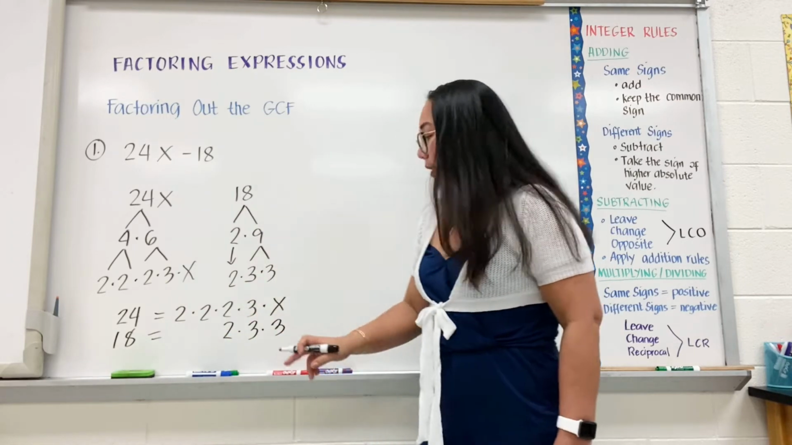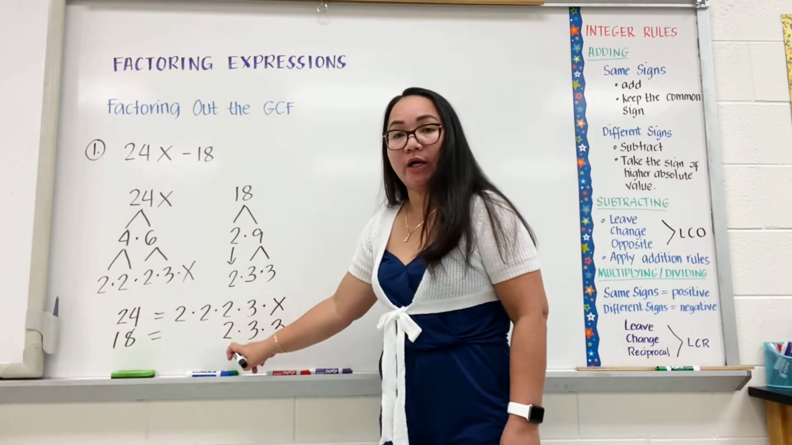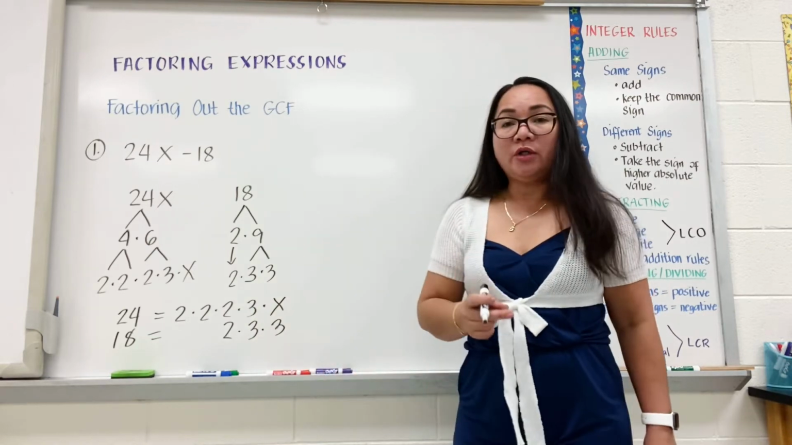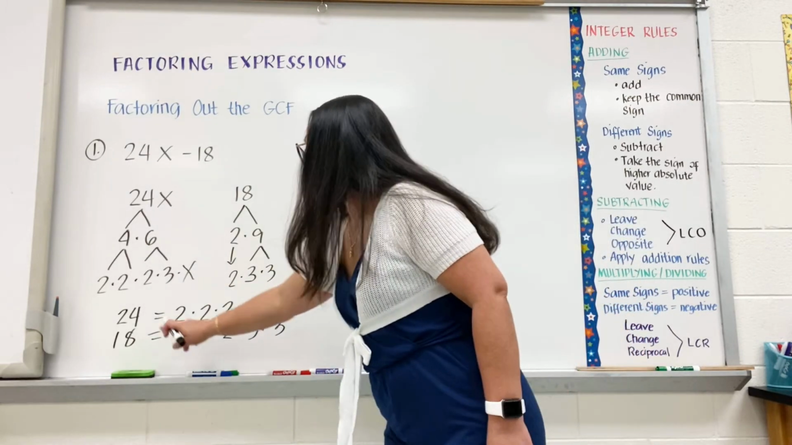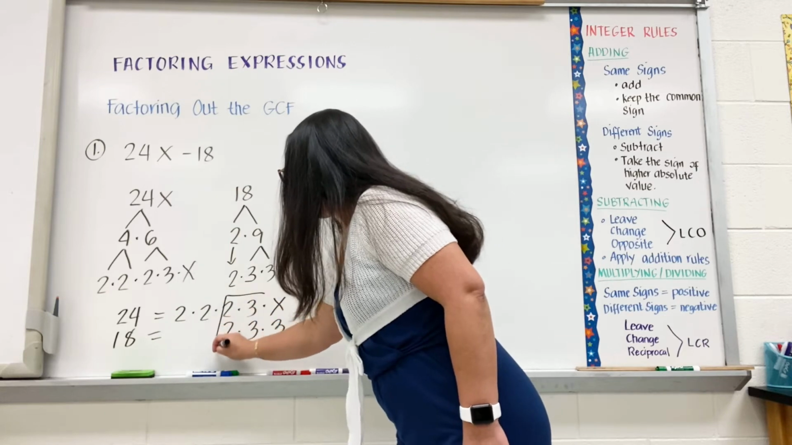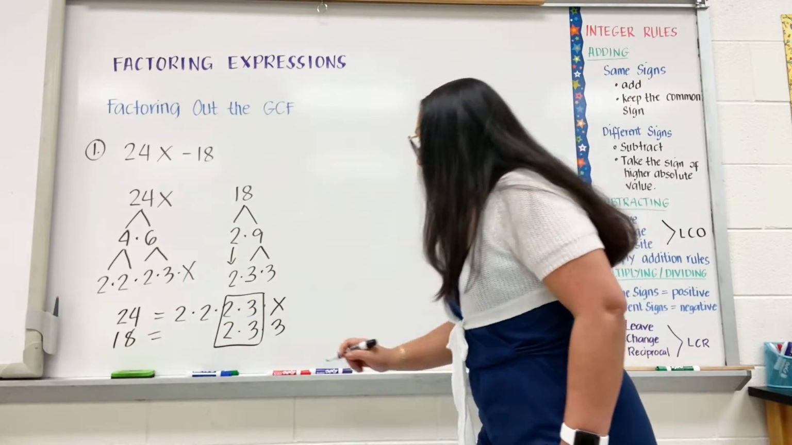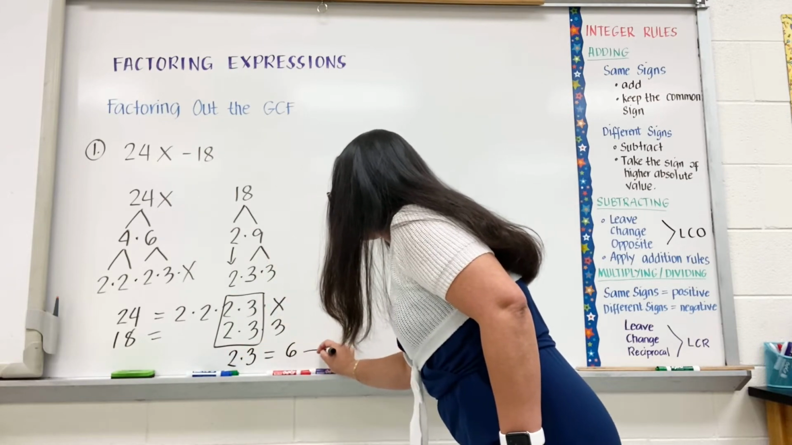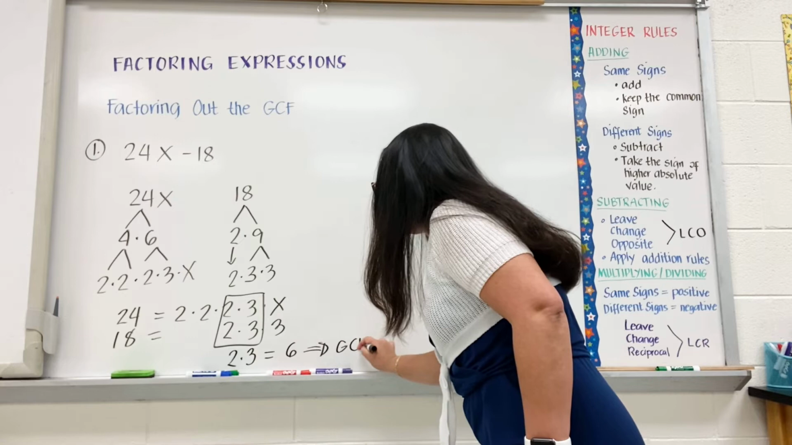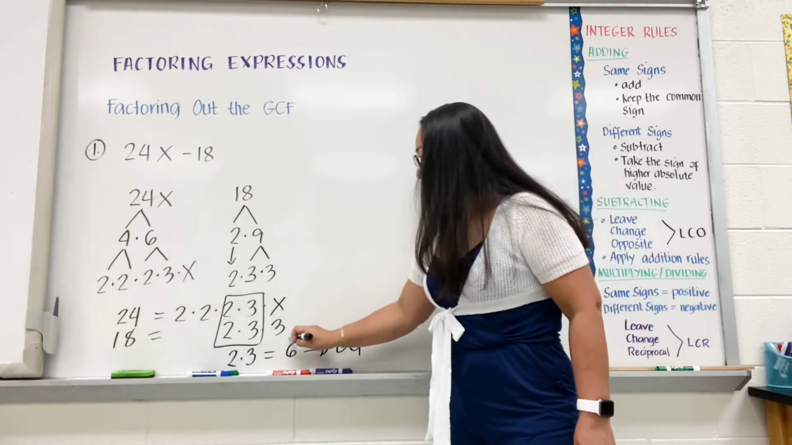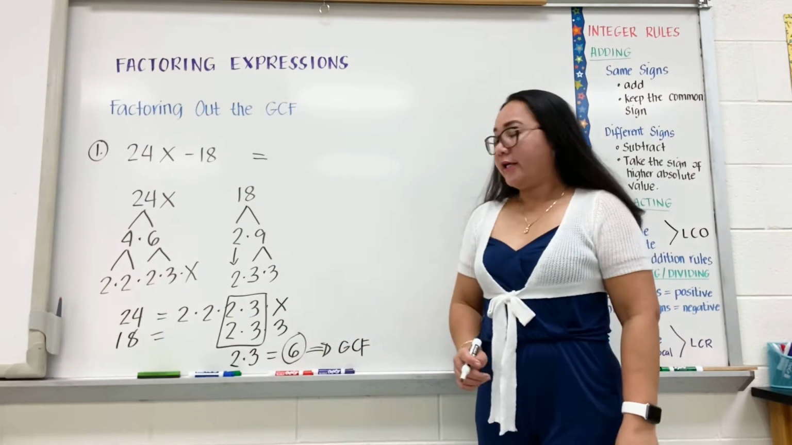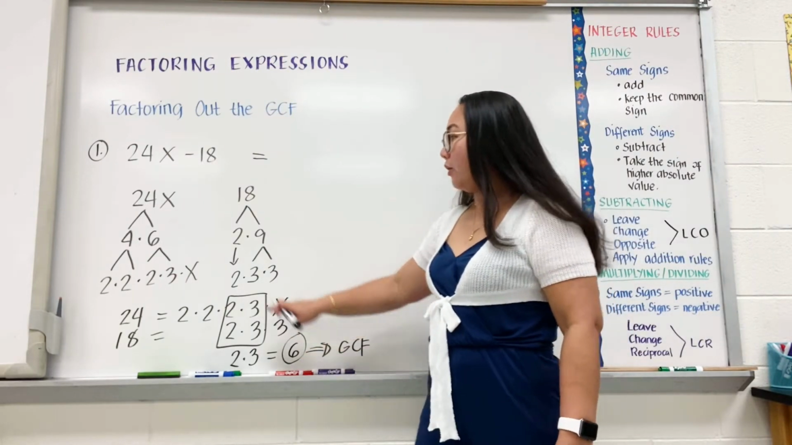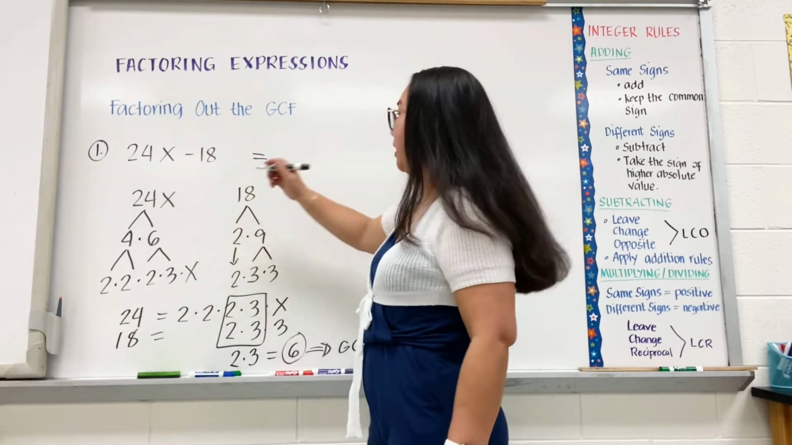Now you notice that I align 2 and 2 because they are common factors, 3 and 3 because they are common factors. So the common factors for 24 and 18 is 2 times 3. And then 2 times 3 is 6. So the GCF is 6. Okay, 6 is the GCF, or the greatest common factor, that you factor out from 24x minus 18.